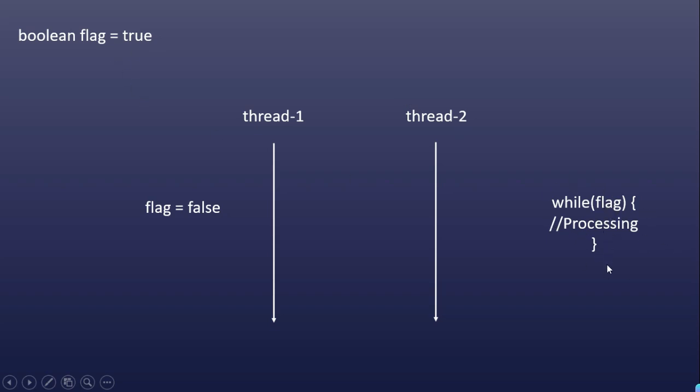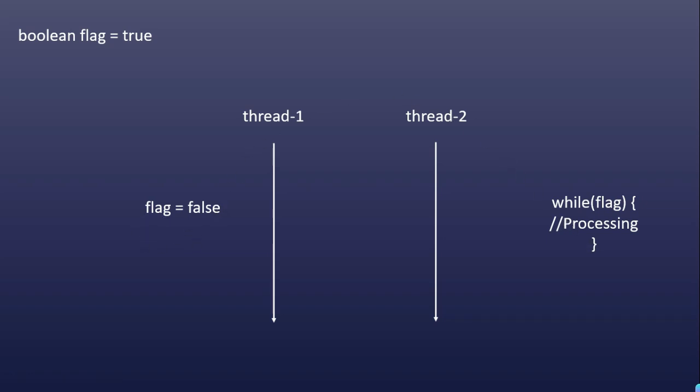To make sure this while loop is not running in an infinite loop, we are changing the value of flag from true to false in thread 1. So we are expecting that after 5 minutes or after some time the value will change and this while loop will break, right? But unfortunately this is not going to happen, because the value which we have changed in thread 1 will not be visible to thread 2.